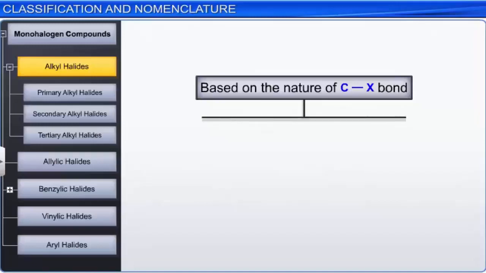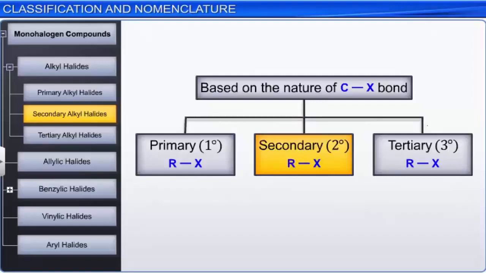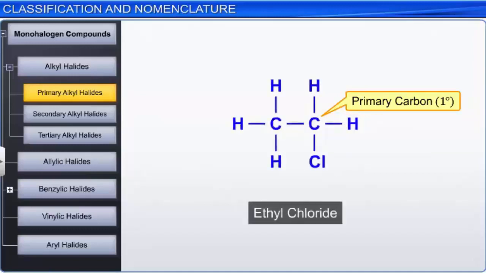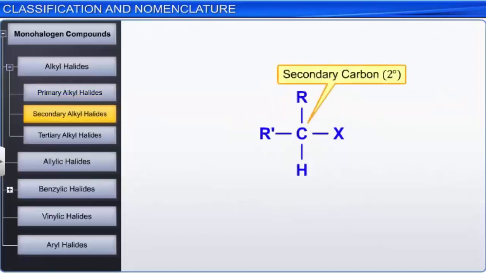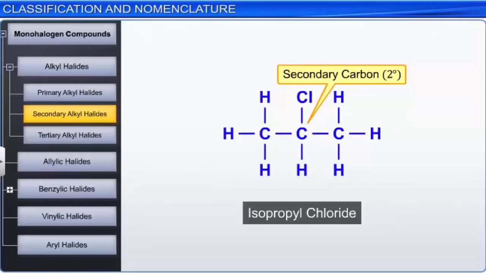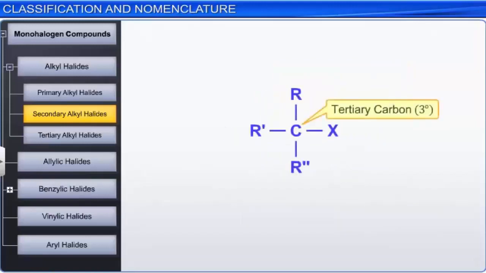In primary alkyl halides, the halogen atom is attached to a primary carbon atom. For example, ethyl chloride is a primary alkyl halide. In secondary alkyl halides, the halogen atom is attached to a secondary carbon atom. Isopropyl chloride shown here is a secondary alkyl halide. In tertiary alkyl halides, the halogen atom is attached to a tertiary carbon atom. For example, in tertiary butyl chloride, the chlorine atom is attached to a tertiary carbon atom.